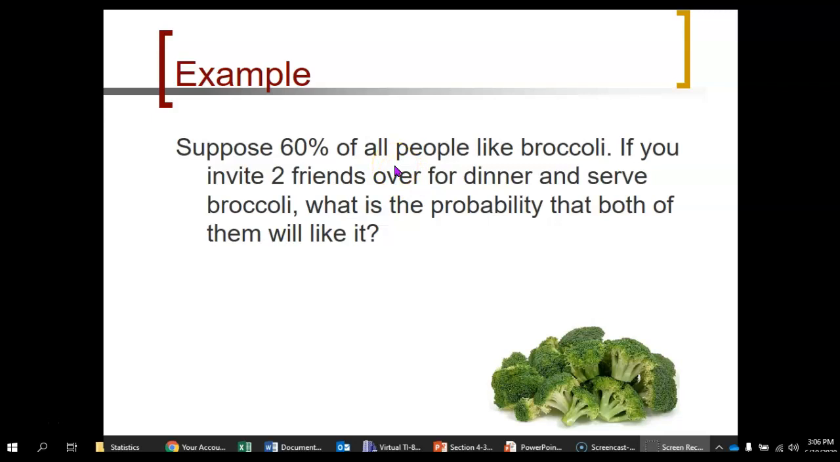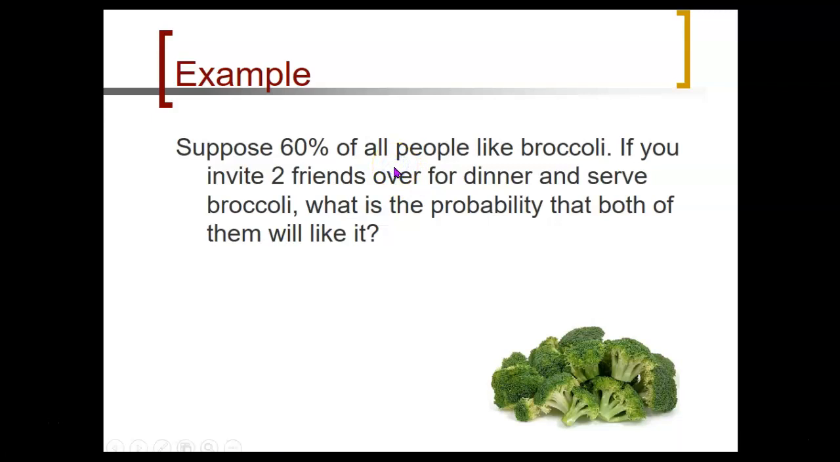likes it and friend number two likes it, would be, we got to use that multiplication rule and multiply together the probability of the first friend liking broccoli times the probability of the second friend liking broccoli. So 0.60 times 0.60 is 0.36. If you like percents better, you can say there's a 36% probability that both of them will like it.